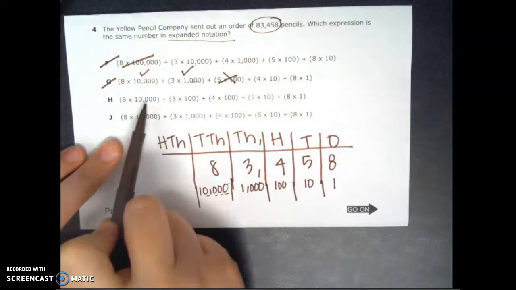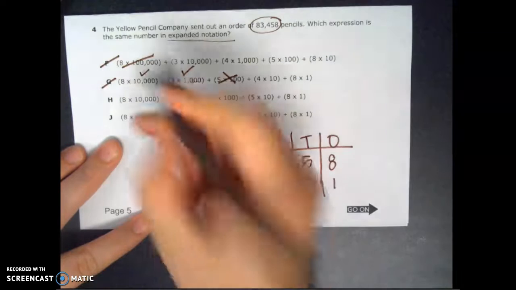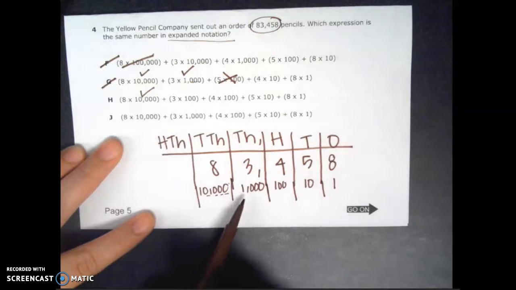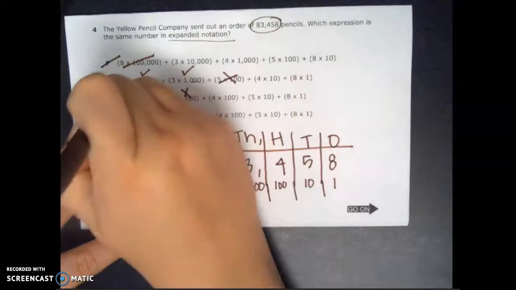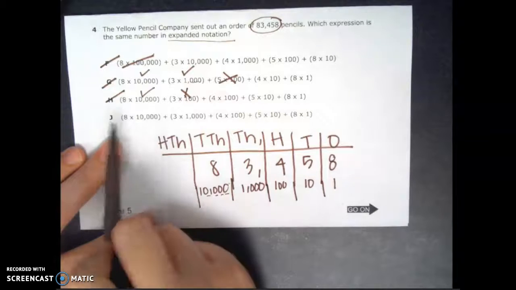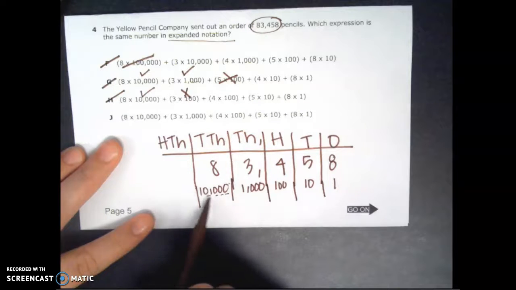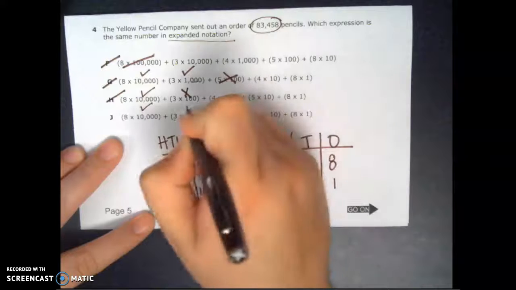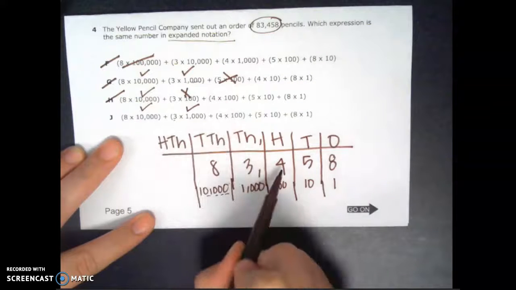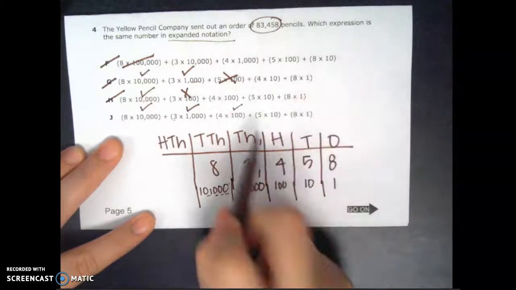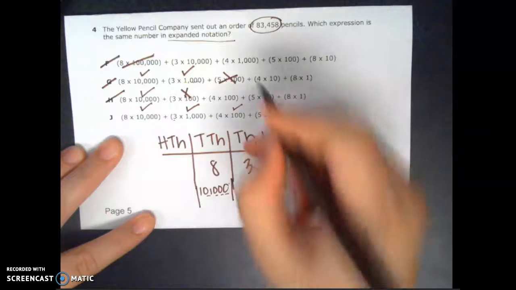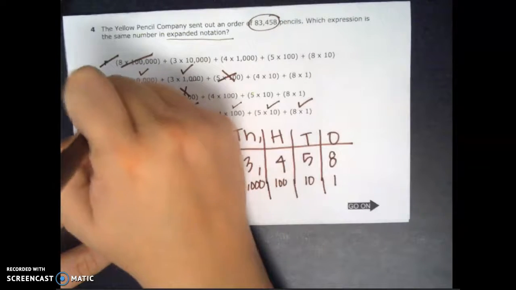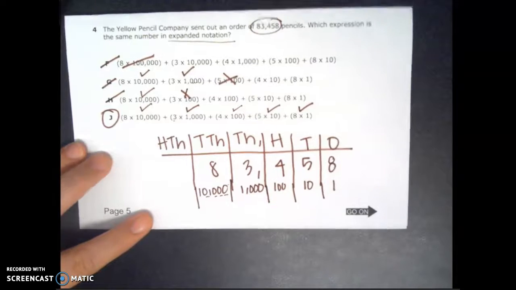8 times 10,000. That works. 3 times 100. 3 times 1,000. That does not work. 8 times 10,000. 3 times 1,000. 4 times 100. 5 times 10. And 8 times 1. There's your correct answer. J was your correct answer.